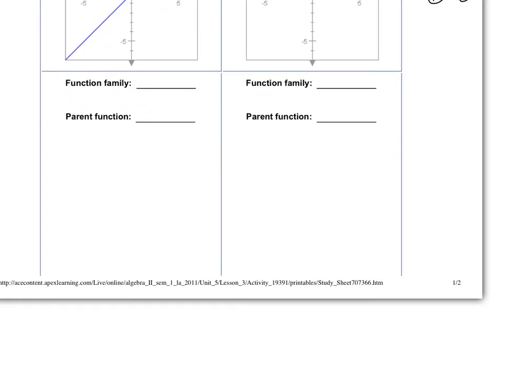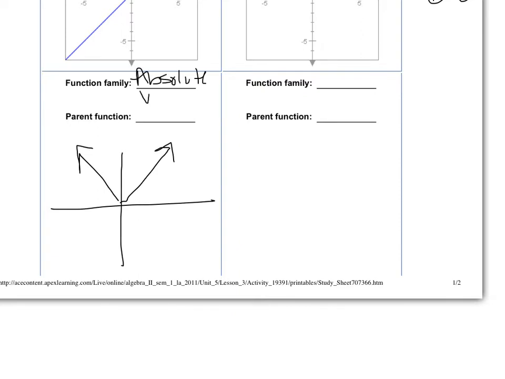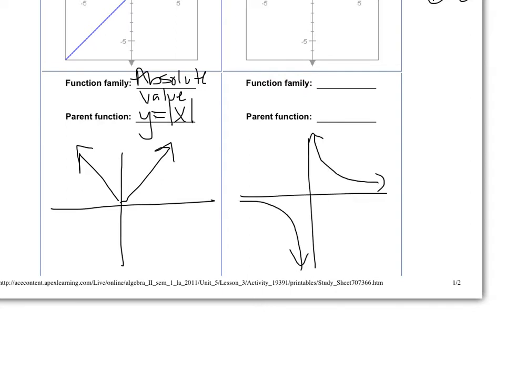Our next parent function, you can't see it on the graph here, so I'm going to go ahead and draw it. It looks like this. And it is the absolute value family. And its parent function is y equals the absolute value of x.